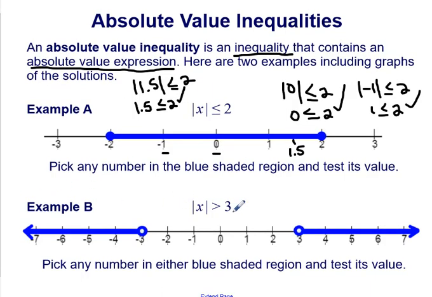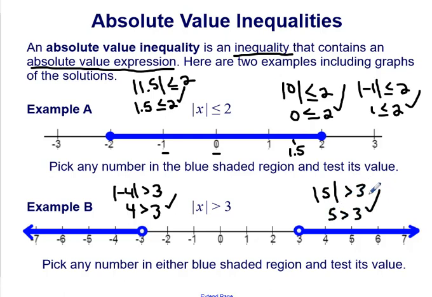The absolute value of x is greater than 3. Here it looks a little different. Let's pick numbers in this shaded region. So we have negative 4. So the absolute value of negative 4 is greater than 3. Is 4 is greater than 3 is true. And over here, let's pick 5. We have the absolute value of 5 is greater than 3. And 5 is greater than 3 is true as well.